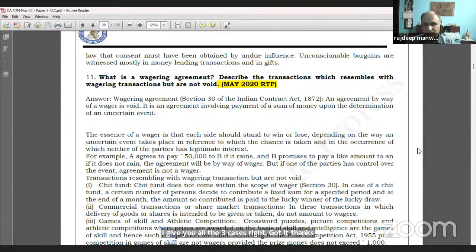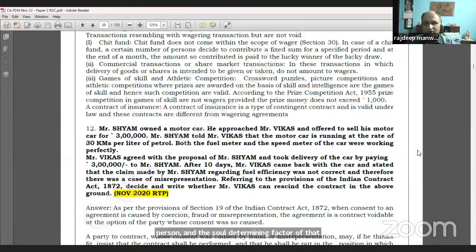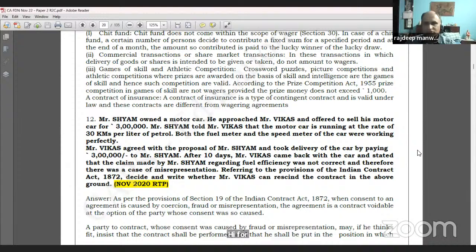Next is, what is a wagering contract? Describe a transaction which resembles wagering transactions but is not void. What are wagering agreements? They are also called betting transactions, right? Where you enter into an agreement with another person and the sole determining factor of that agreement is an event which may or may not happen. I'll tell Lakshya, I'll give you 1,000 rupees if it rains tonight. She says it will not rain. I'll give you 1,000 rupees if it doesn't rain tonight. So both of us enter into a wagering agreement.